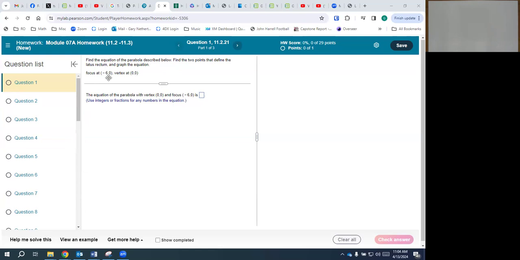So I'm going to write down on a piece of paper. They say the focus is at -6, 0, and the vertex is at 0, 0. So I'm going to figure out the equation and the latus rectum and the graph, and then we'll come back to this page and enter the answers. I especially want you to see how to create the graph online so that you don't get confused.